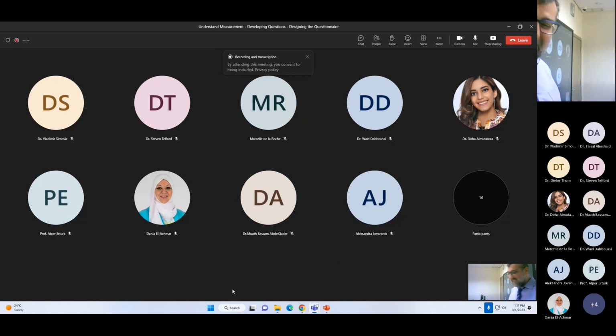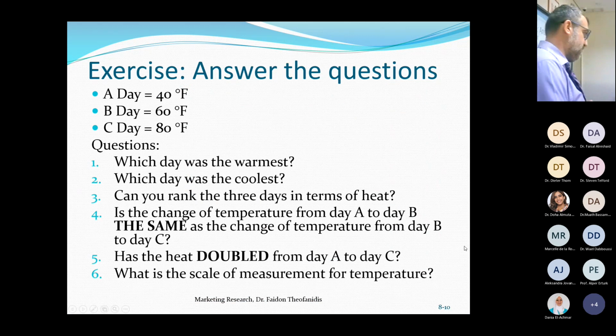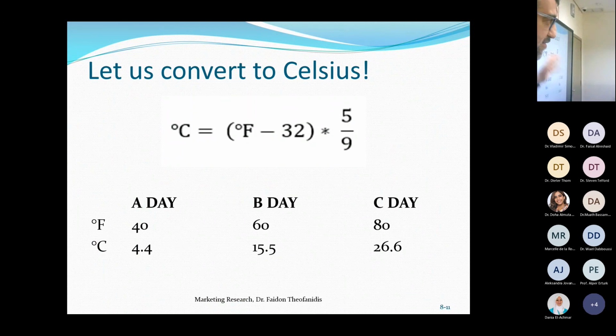The answer is indeed no. It did not double. But why did it not double? Why did we come to this wrong conclusion? First of all, let me prove to you why it's not double, and then I will tell you why. In the next slide, there is a formula presenting the relationship between Celsius and Fahrenheit.